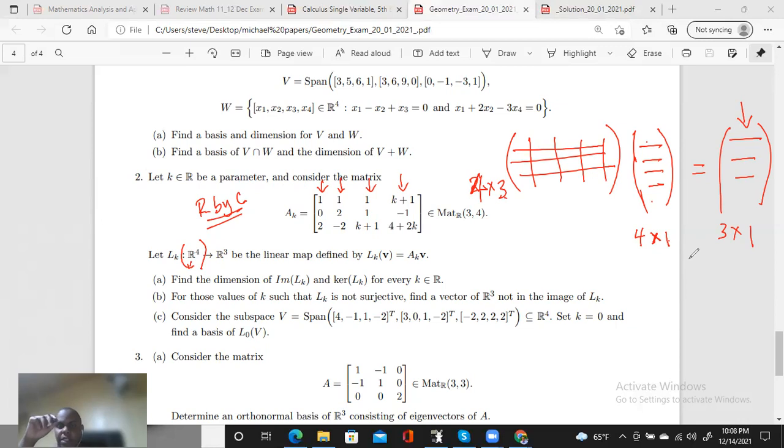A 4 by 3 matrix. A 3 by 4 matrix, then a 4 by 1 matrix, and then a 3 by 1 matrix. Yeah, because it's row by column. Okay. Understand.